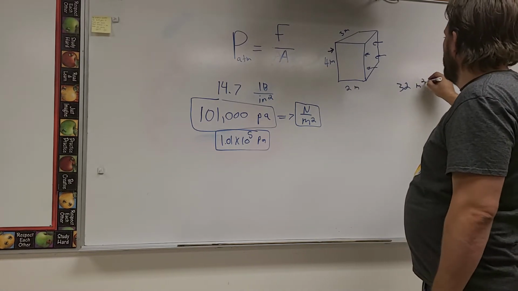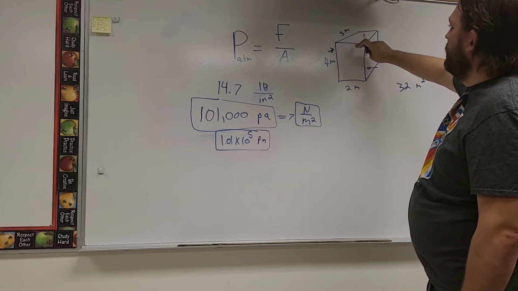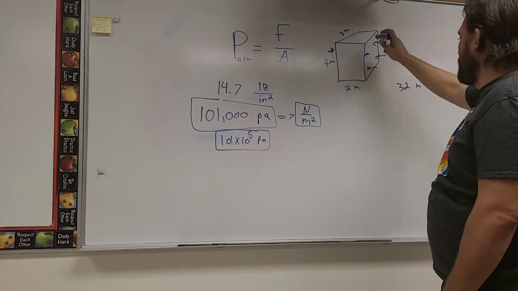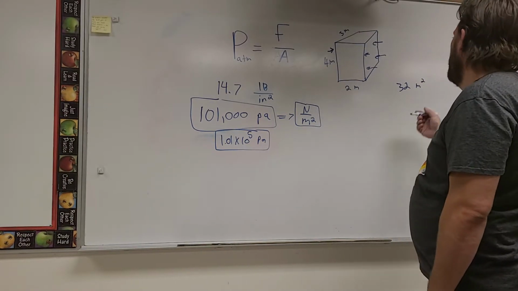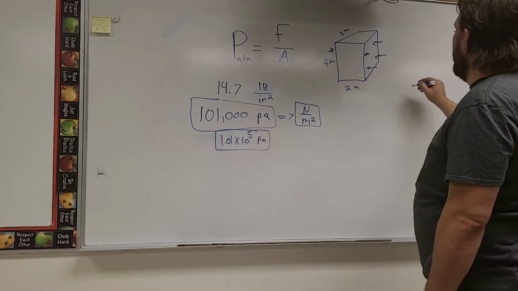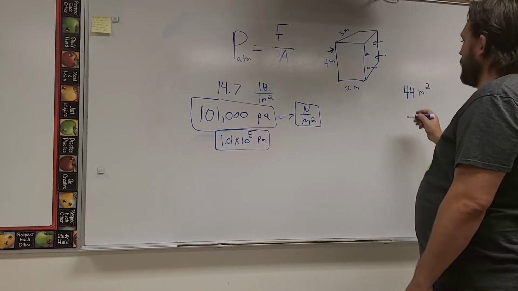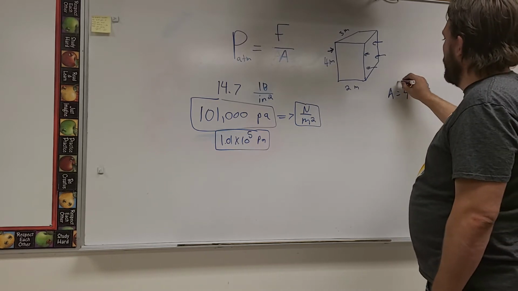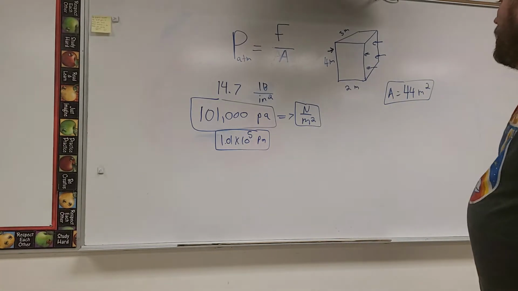meters squared for this, and then the top and the bottom, this is 3 by 2, so 6, but you double it because there's a top and a bottom. So 3 times 2 is 6, 12, so we get plus 12, which is 44 square meters. 44 square meters is the area of our rectangular prism here, right?